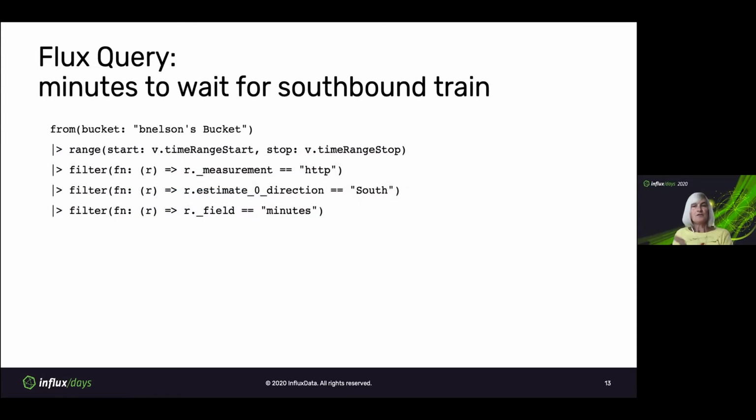So now I started doing Flux queries. Again, this was new to me too when I was doing all of this. But it was really straightforward. Basically, all I'm looking for is, in the time range that I was curious about, a measurement called HTTP. And out of that, I was going to filter the southbound trains and how many minutes I had to go. So that's the Flux query in a nutshell on how long I need to wait for a southbound train.